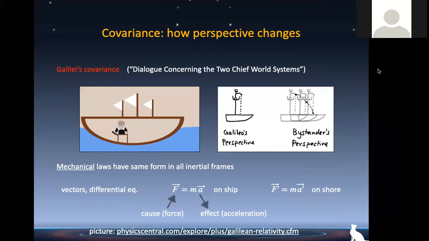Inside the cabin, I can do experiments. I can, as he says, have some flies and butterflies flying around in all directions. I can throw a ball at my friend on the boat. I can have some incense with the smoke coming up vertically. The same thing you can do on the shore, and you would observe the same thing.